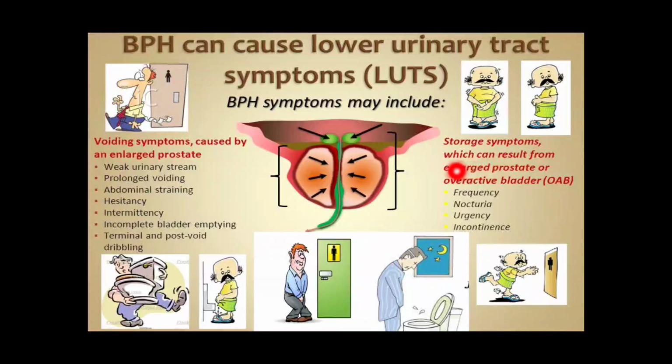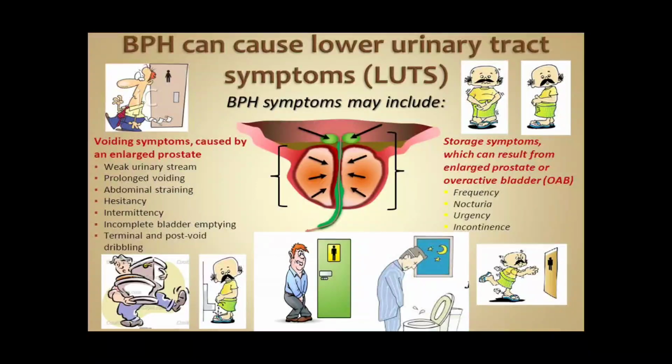Then the second set of symptoms are the storage symptoms, and these storage symptoms arise because the bladder is overactive. There is overactive bladder because of the hypertrophy of the muscle of the urinary bladder. So these symptoms are frequency, because the bladder muscles will contract. There will be increased frequency of urine. Then there is incomplete emptying of the urinary bladder. So patient also feels the need to go for urination in the night. This is called nocturia. Then there is urgency. So he cannot hold urine for long. This is called urgency. And incontinence is continuous dribbling of the urine.